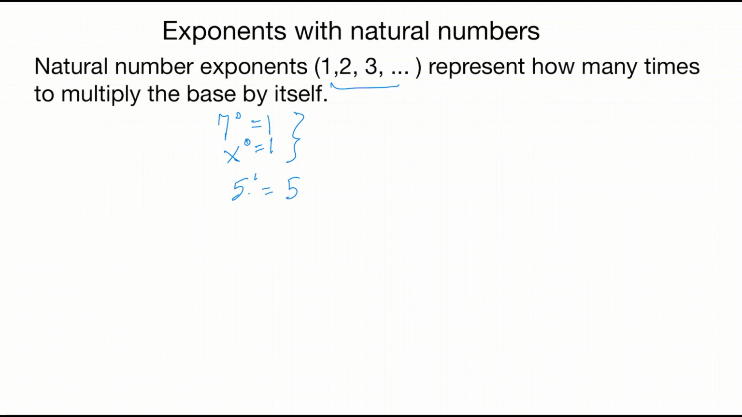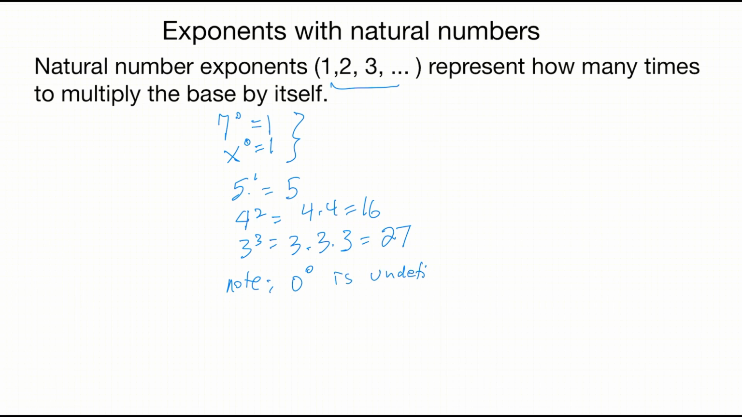That's just 5. 4 squared, 4 to the second power, 4 times 4 is equal to 16. 3 cubed is equal to 3 times 3 times 3. That's 9 times 3. That's 27. And then we note that 0 raised to the 0 is just undefined. That's a problem for a later day.